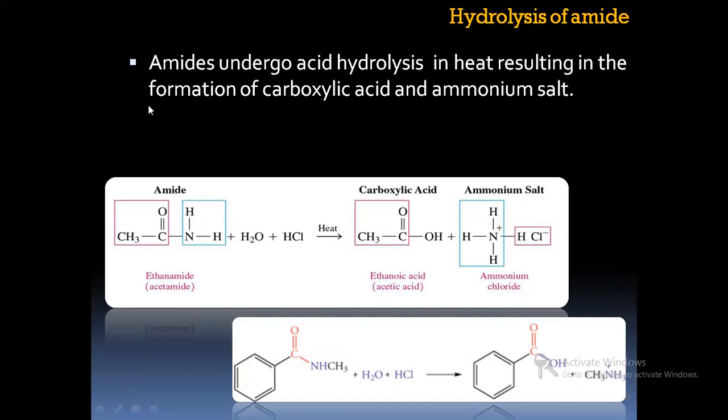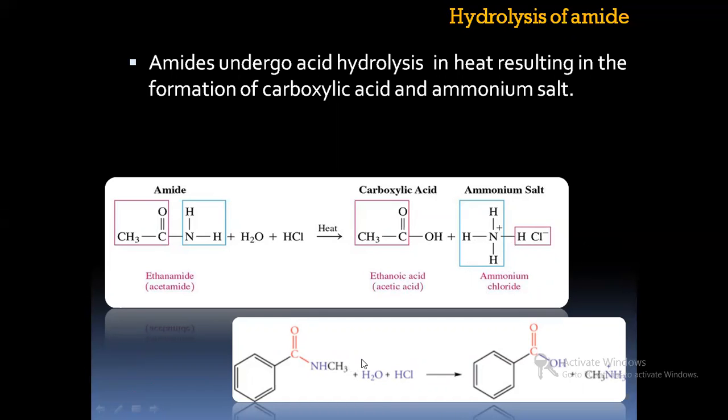Under acid hydrolysis, it results in the formation of a carboxylic acid, and an ammonium salt is formed. So here you can see I have considered acetamide, which undergoes acid hydrolysis. As I said, here your water and HCl result in the formation of hydronium ion, which sets up acidic condition, and upon heating, this amide splits up into two products. One is ethanoic acid, that is acetic acid, and ammonium chloride, which is a salt, because you have a nitrogen carrying a plus charge and chloride carrying a negative charge. So this forms an ammonium salt.